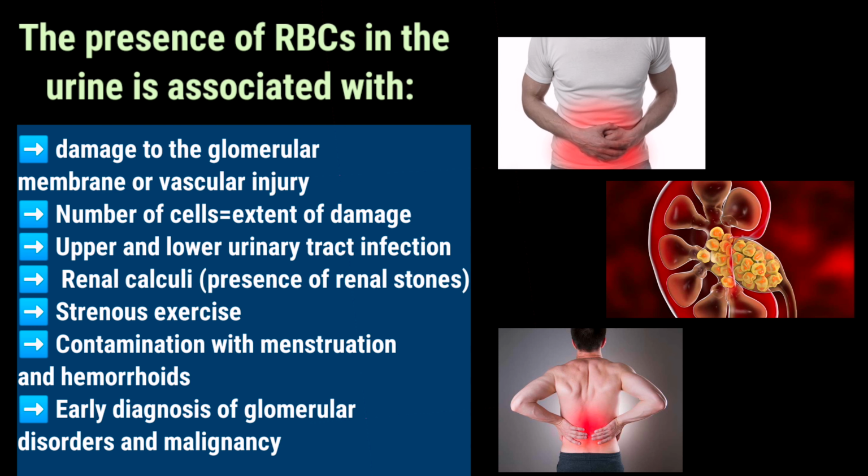The observation of microscopic hematuria can be critical to confirm the presence of renal calculi. The presence of not only RBCs but also hyaline, granular, and RBC casts may be seen following strenuous exercise. These abnormalities are non-pathologic and disappear after rest. The possibility of menstrual contamination must also be considered in specimens from female patients. Lastly, hematuria can also be critical to the early diagnosis of glomerular disorders and malignancy.